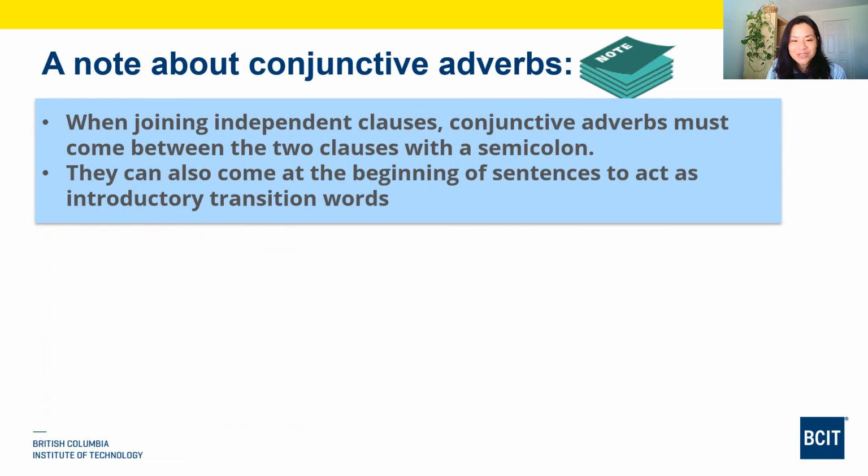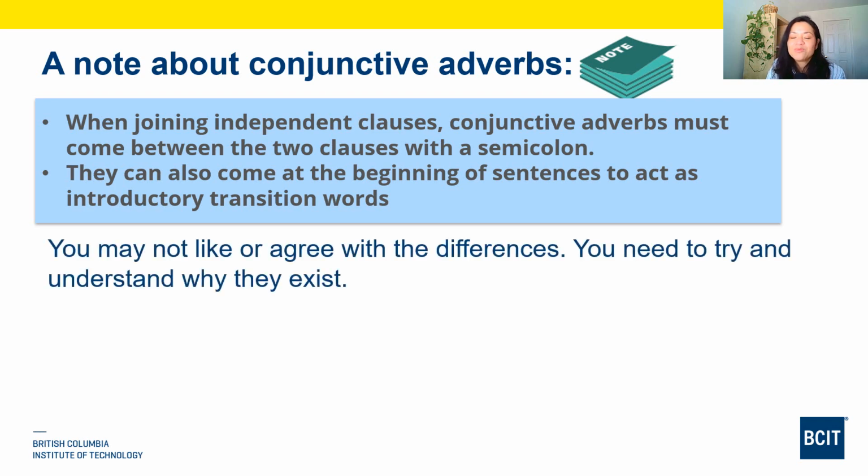Here's a note about conjunctive adverbs. When joining independent clauses, conjunctive adverbs must come between the two clauses with a semicolon. However, they can also be placed in the beginning of sentences to act as introductory transition words. We'll use an example you've seen before. You may not like or agree with the differences, but you need to try and understand why they exist. We can change the sentence in two ways.